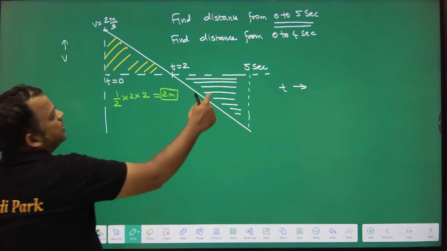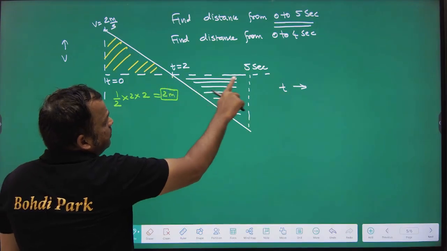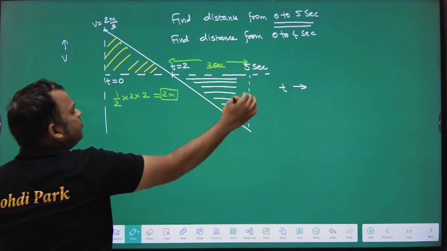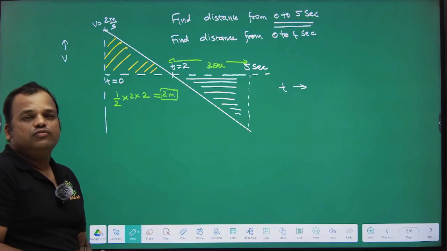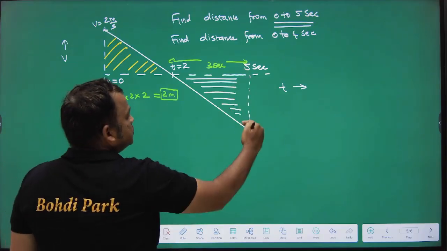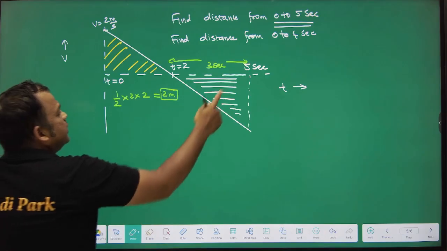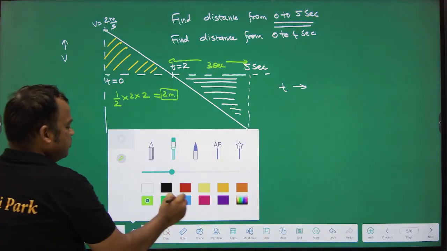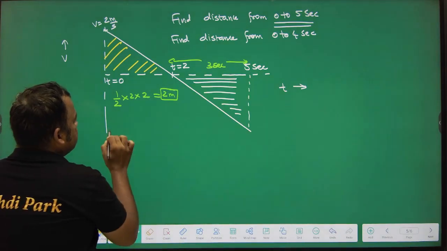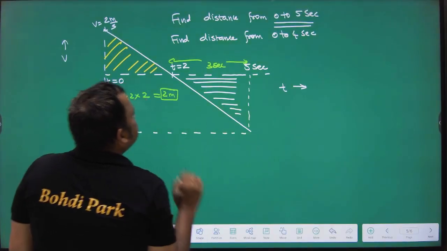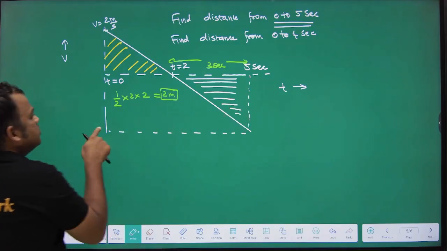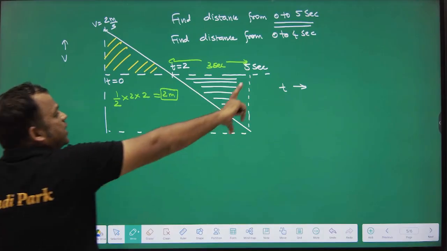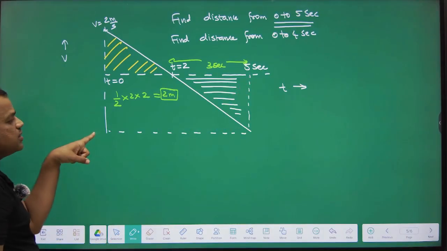Now let's calculate the negative area. So we know that the base is 3 seconds. Now height. What about height here? In the question it is not given at 5 second what is the velocity, but we can find it because we need height. Suppose the velocity is -1, so the height is 1. If velocity is -2 here, so the height is 2. So we have to find what is the velocity here.